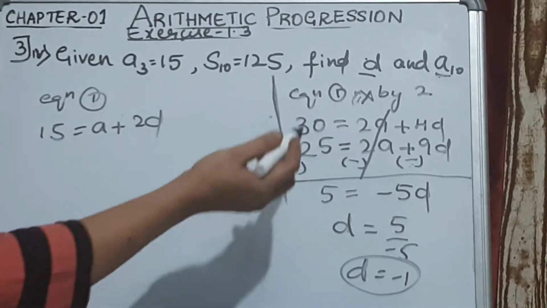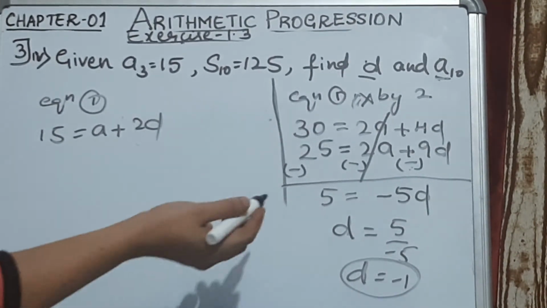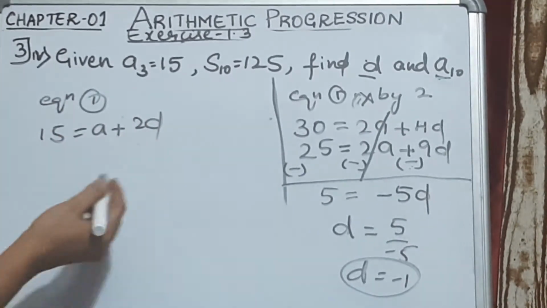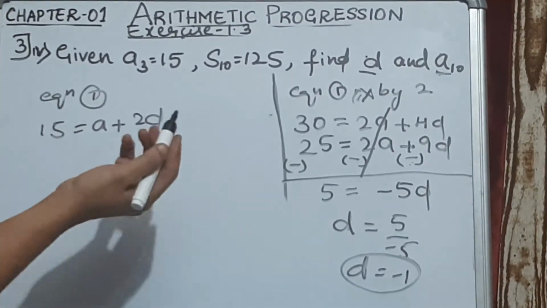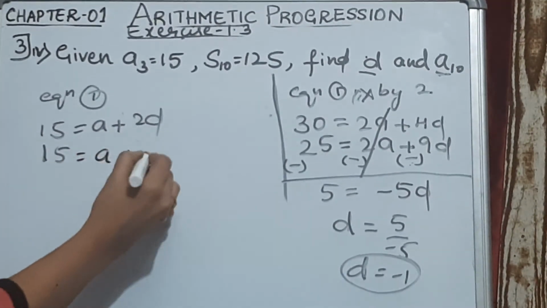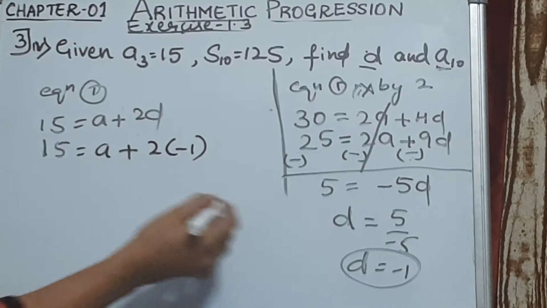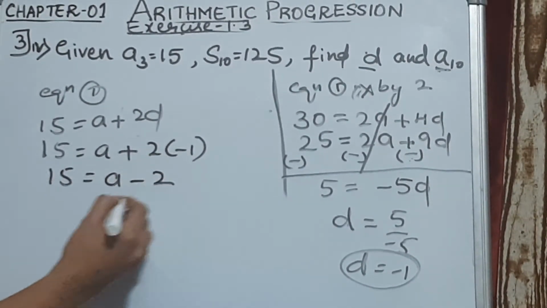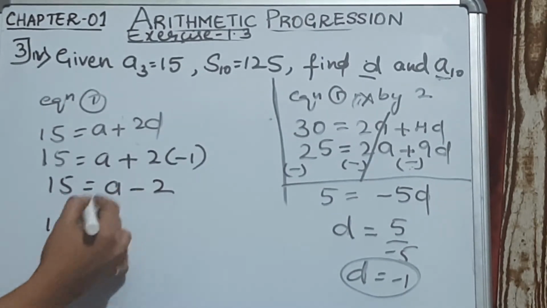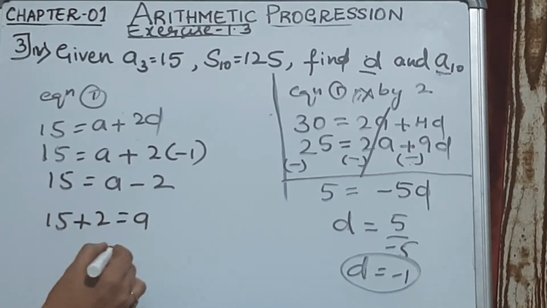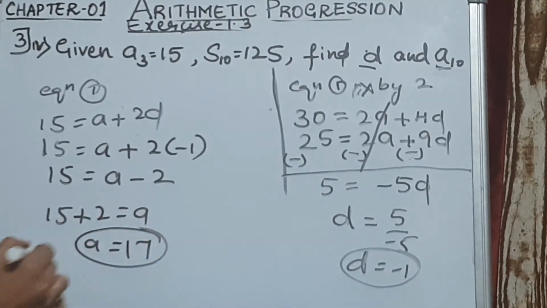Okay, by using these two equations, we found D. Now take any one equation, equation 1 only: 15 is equal to A plus 2D. Apply D here and we get A also. 15 is equal to A plus 2 into minus 1. D we found out now. 15 is equal to A, 2 ones are 2, minus 2. 15, this goes to this side, plus 2 is equal to A. A is equal to 17.